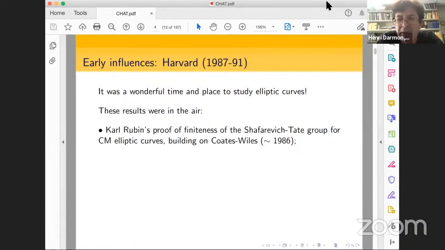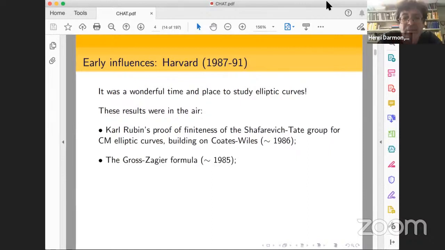I remember a conference in Quebec City where Karl gave a series of plenary lectures on this topic. That was the summer right before I started at Harvard as a graduate student, and it inspired me very much, and certainly played a role in solidifying my resolve to study elliptic curves when I arrived at Harvard.